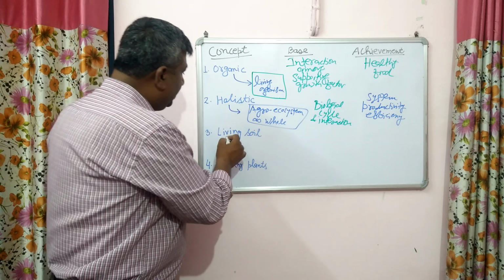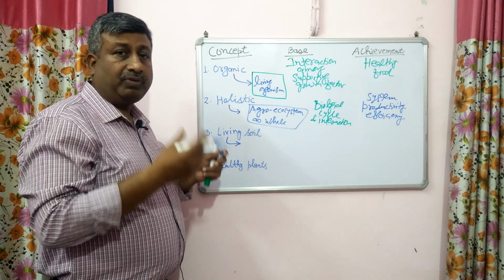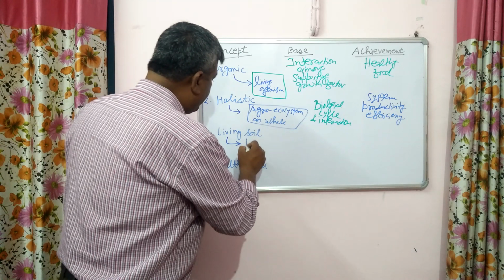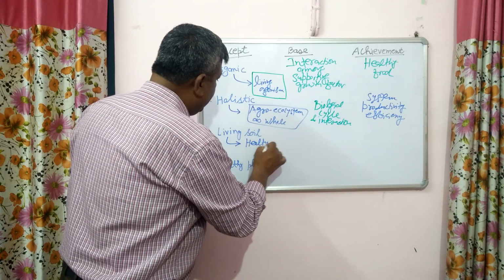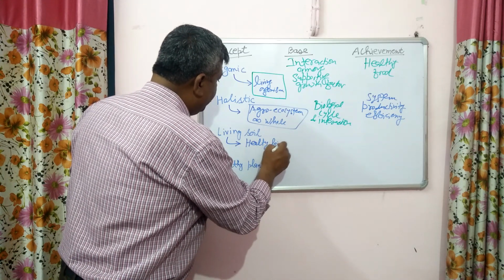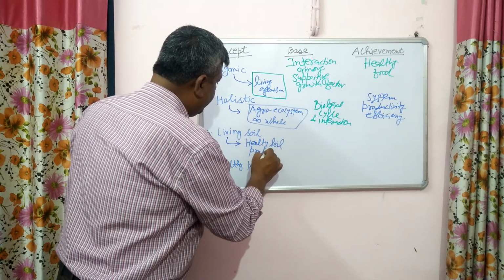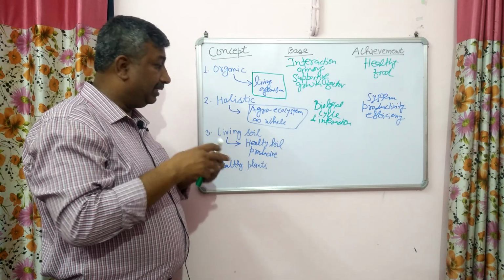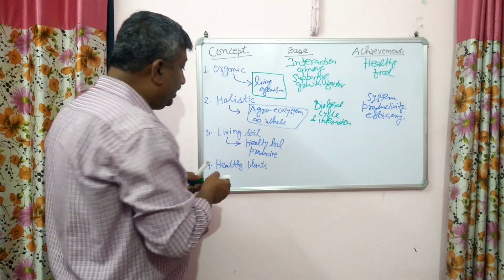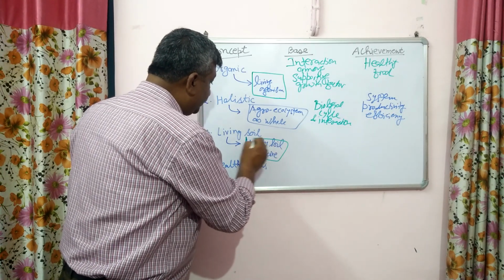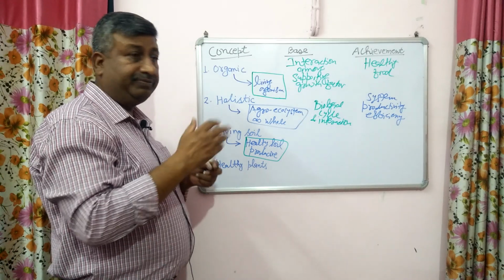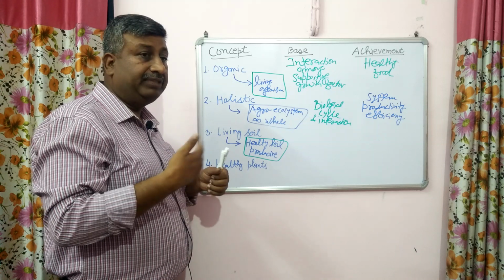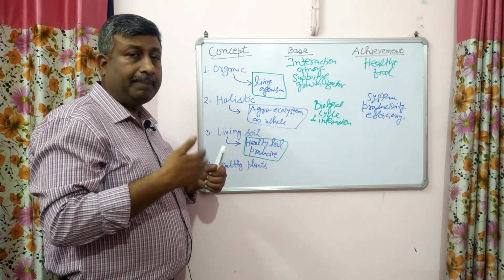Then another concept is the living soil concept. Living soil means the soil is healthy, and soil is healthy if it is productive. So healthy soil and productive soil. If it is productive, it has the capacity to produce yield. So it means the soil is alive. The living soil concept is linked with productive soil, which is ultimately linked with healthy soil.